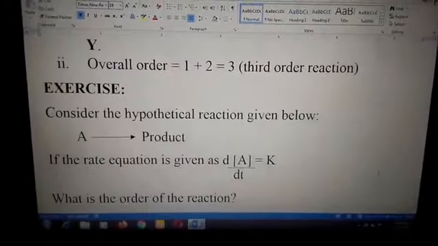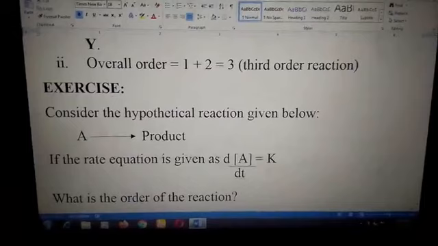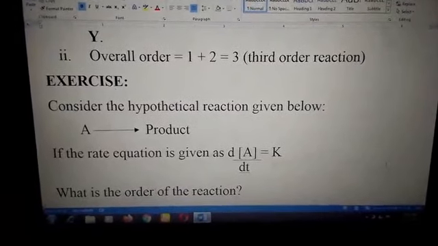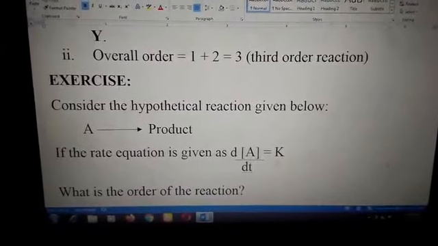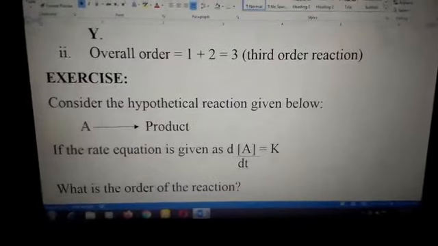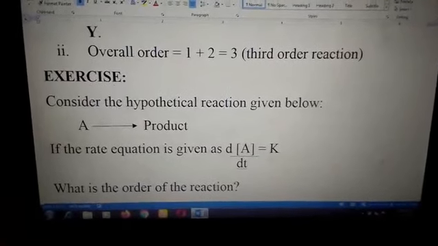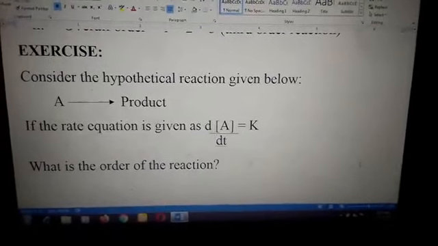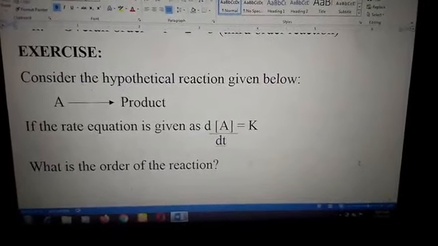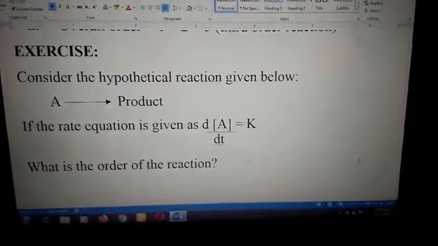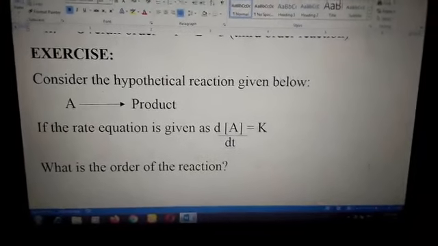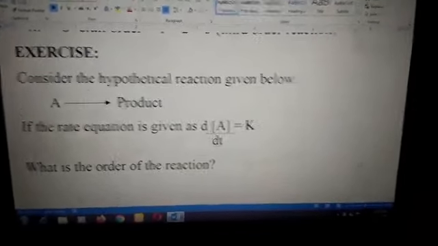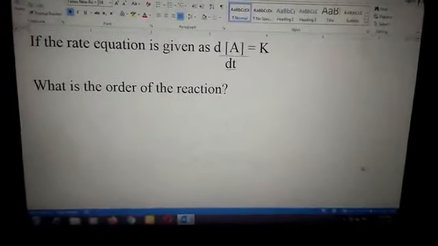Go to the next exercise that says, consider the hypothetical reaction given below. That's the unimolecular reaction A giving us product. And we are told the rate equation is given as change in concentration of A over change in time equal to K. So this is the rate equation for the above reaction. We ask, what is the order of reaction? So we'll now go to the solution and see what it says.